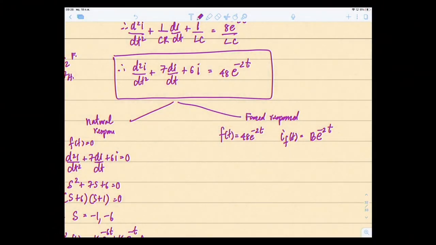Oop, low battery. Okay, I hope this lasts, but I'm charging it.